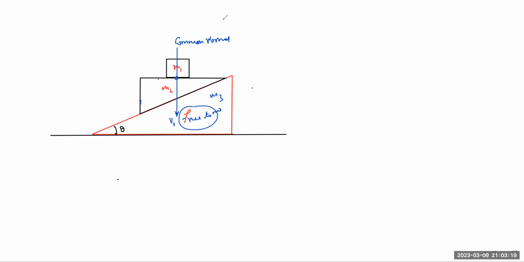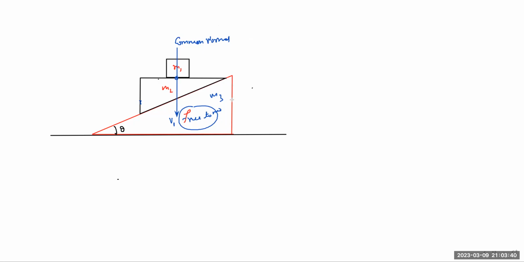Can we predict the path of M2? Yes or no? Sir, M2 slides along the wedge, but then it also goes back with the speed of the wedge. So it means you do not know the exact path, right? Yes, sir. Basically, M2 will perform two-dimensional motion.